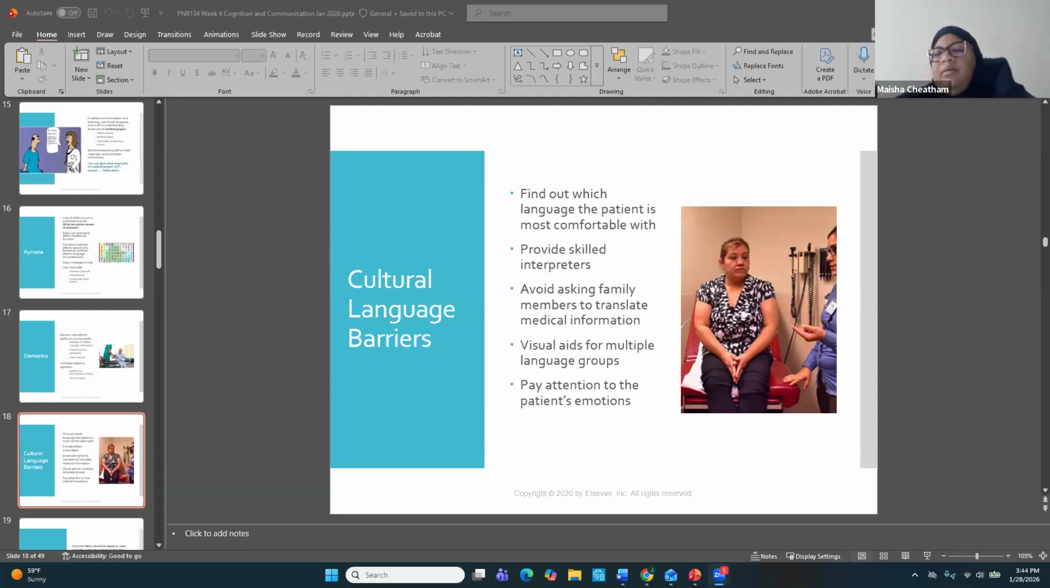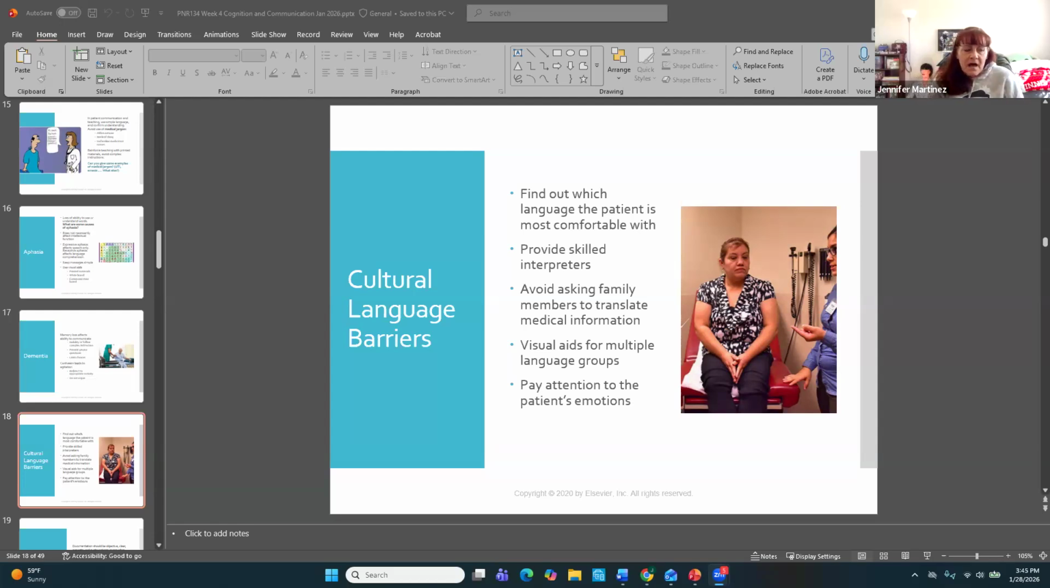Why should we not use family members? Sometimes they're not reliable sources when it comes to translating for a medical diagnosis, and the patient may not understand everything that the family member is relaying back. Okay. They may not be a good, reliable source. HIPAA could be an issue as well if we don't have permission, right, to speak to the family member.